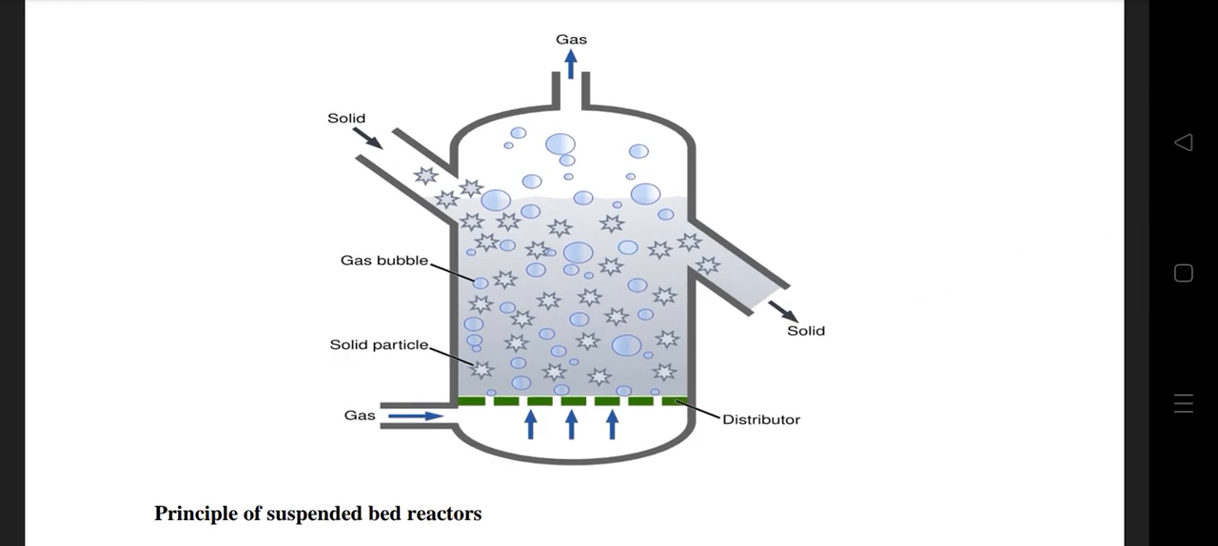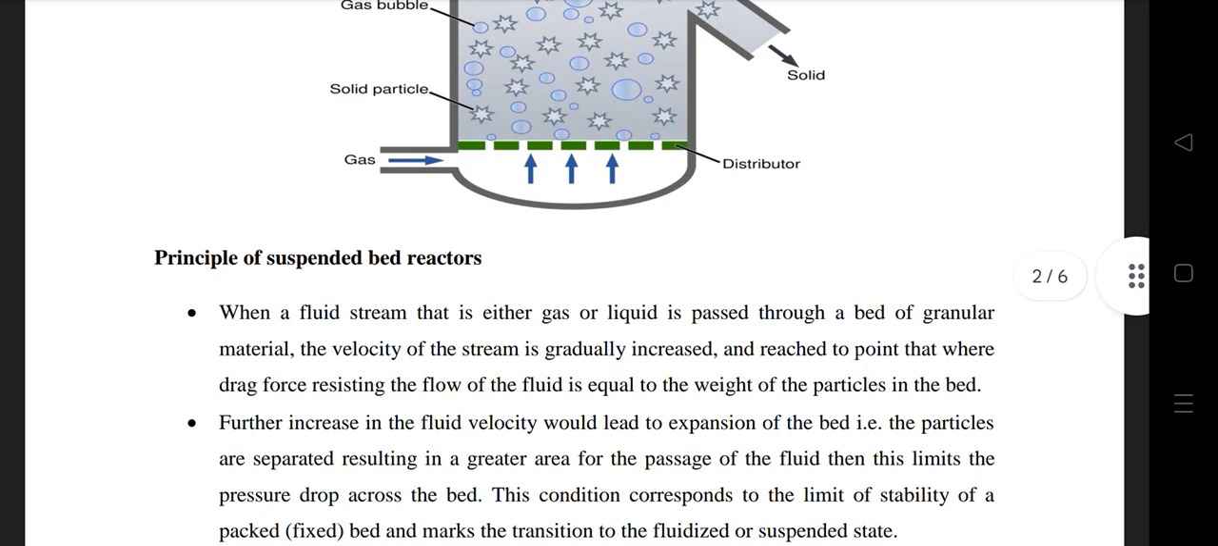This is the simplest form of the suspended bed reactors, in which we inlet the solid and gas material. Solid is added from the top down and gas is injected from the bottom up. Gas bubbles are created and mixing of the solid and gas or liquid happens. Extra gas is evacuated and we obtain our product. What is the principle of suspended bed reactors?